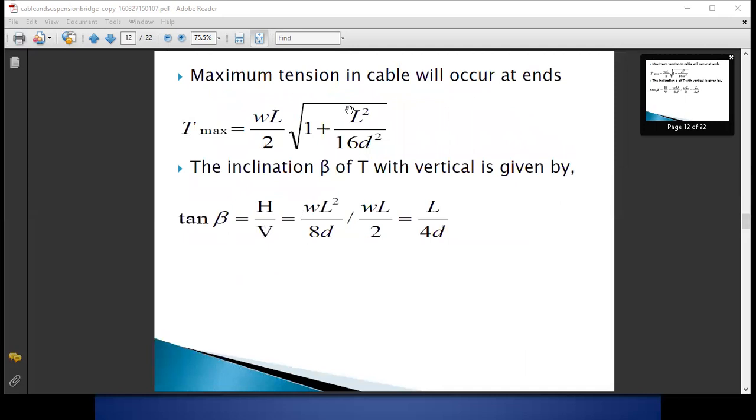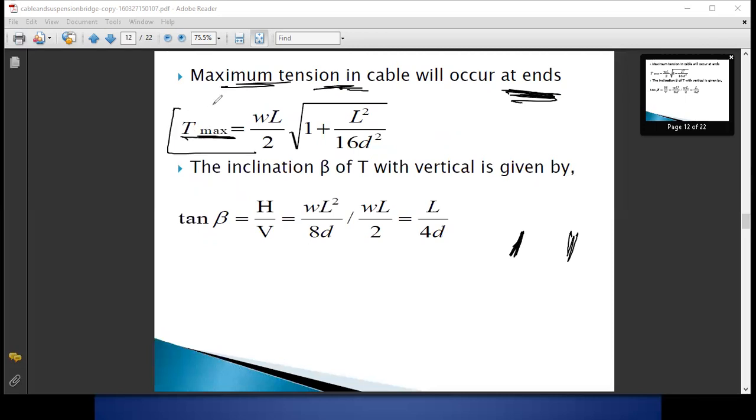And the maximum tension will occur at the support or at the ends. Maximum tension in the cable will occur at the ends, where there are the pillars or the supports or the towers. So this value we have already calculated.